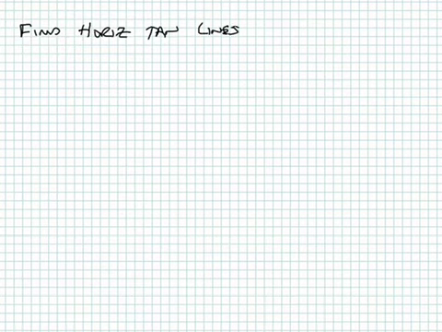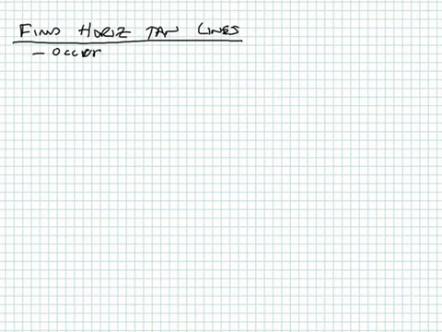Add a page and a grid. Okay, all right. So let's say I want to find horizontal tangent lines on the circle. You're going to be asked to find horizontal tangent lines of a lot of different implicit equations. So remember that horizontal tangent lines occur when the derivative is equal to 0.